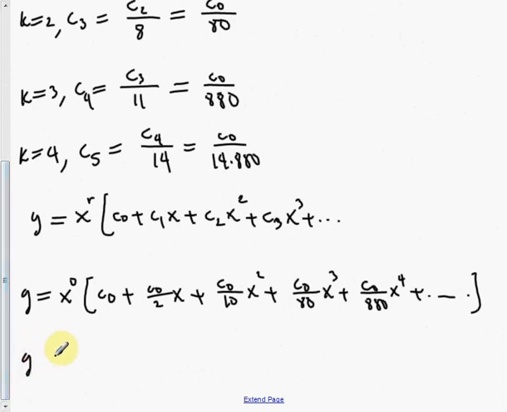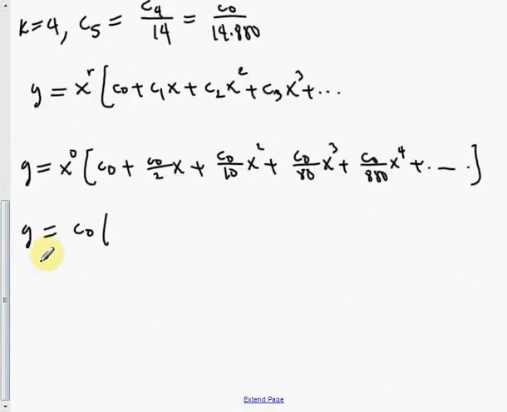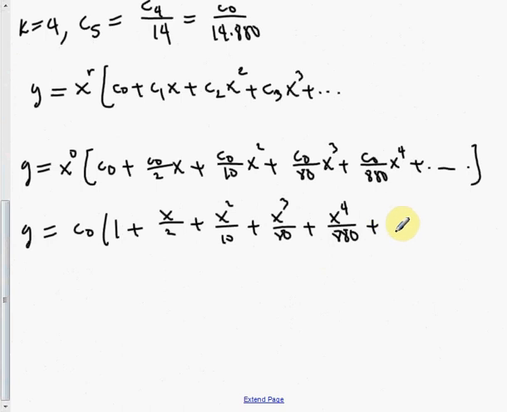You clean that up. This is y is equal to, now x to the 0 is just 1, so I'm going to factor out a c naught. That becomes my constant in terms of the superposition principle. So this is just 1 plus x over 2 plus x squared over 10 plus x cubed over 80 plus x to the 4 over 880 plus, we got space to put that other one, x to the 5th over 14 times 880 plus and so on. All right, so that's the first solution.